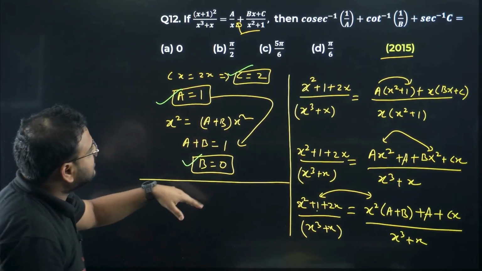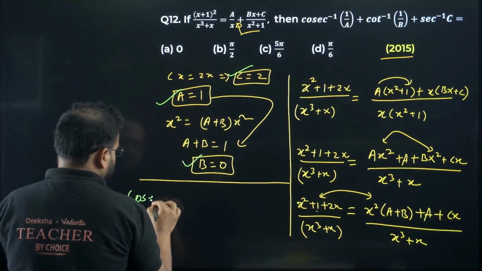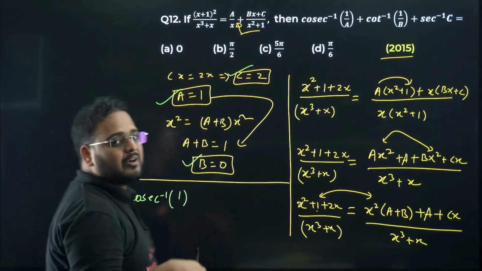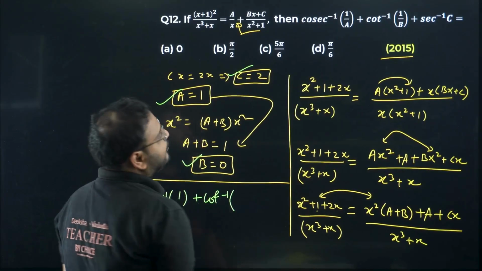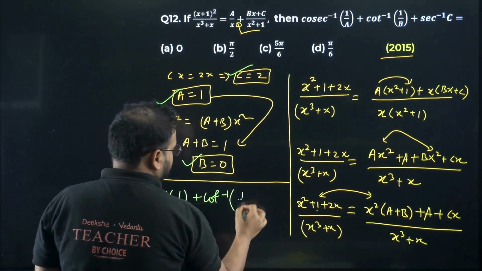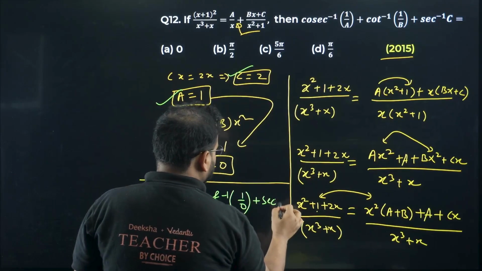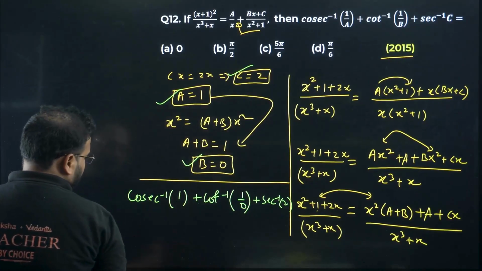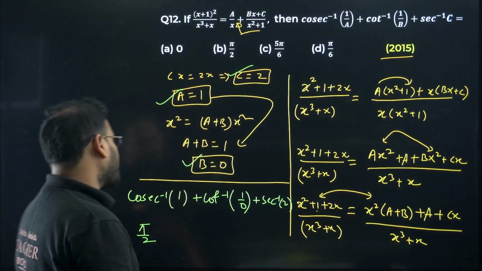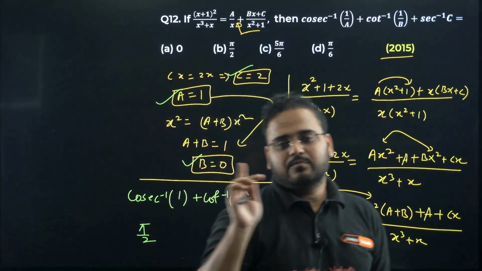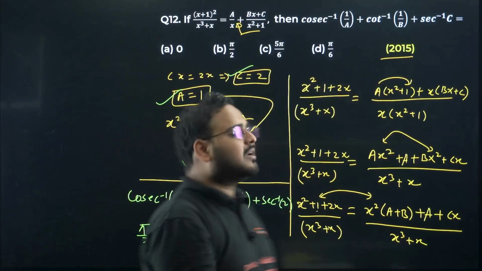We're going to use this to get the expression from here: cosec inverse of 1 by a, cosec inverse of 1 by 1, which is 1 only, plus cot inverse of 1 by b, 1 by 0, and sec inverse of 2. Check this out. Cosec inverse of 1 is nothing but pi by 2, right? Sin pi by 2 is 1, cosec pi by 2 is also 1. So cosec inverse of 1 is nothing but pi by 2.